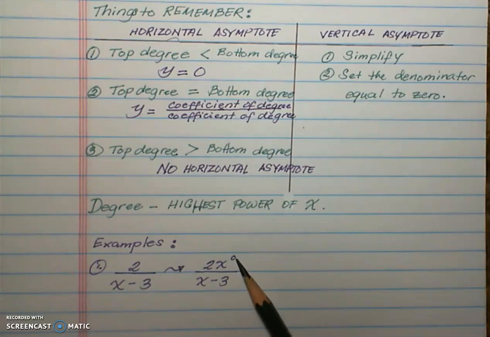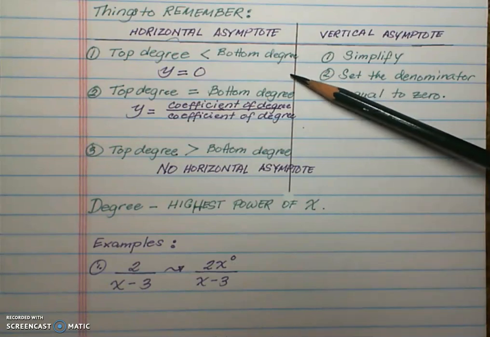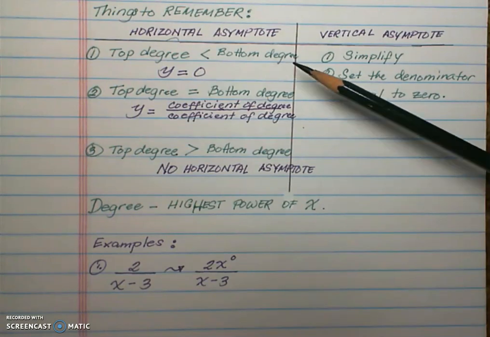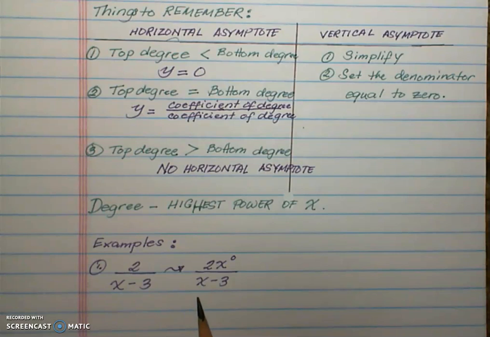The degree is 0 because the highest power of x is 0. Here at the bottom, the highest power of x is 1. Therefore, the degree of this is 1 and this on top is 0. Because the degree on top is less than the degree at the bottom, we follow this rule, which is that your horizontal asymptote is y equals 0.